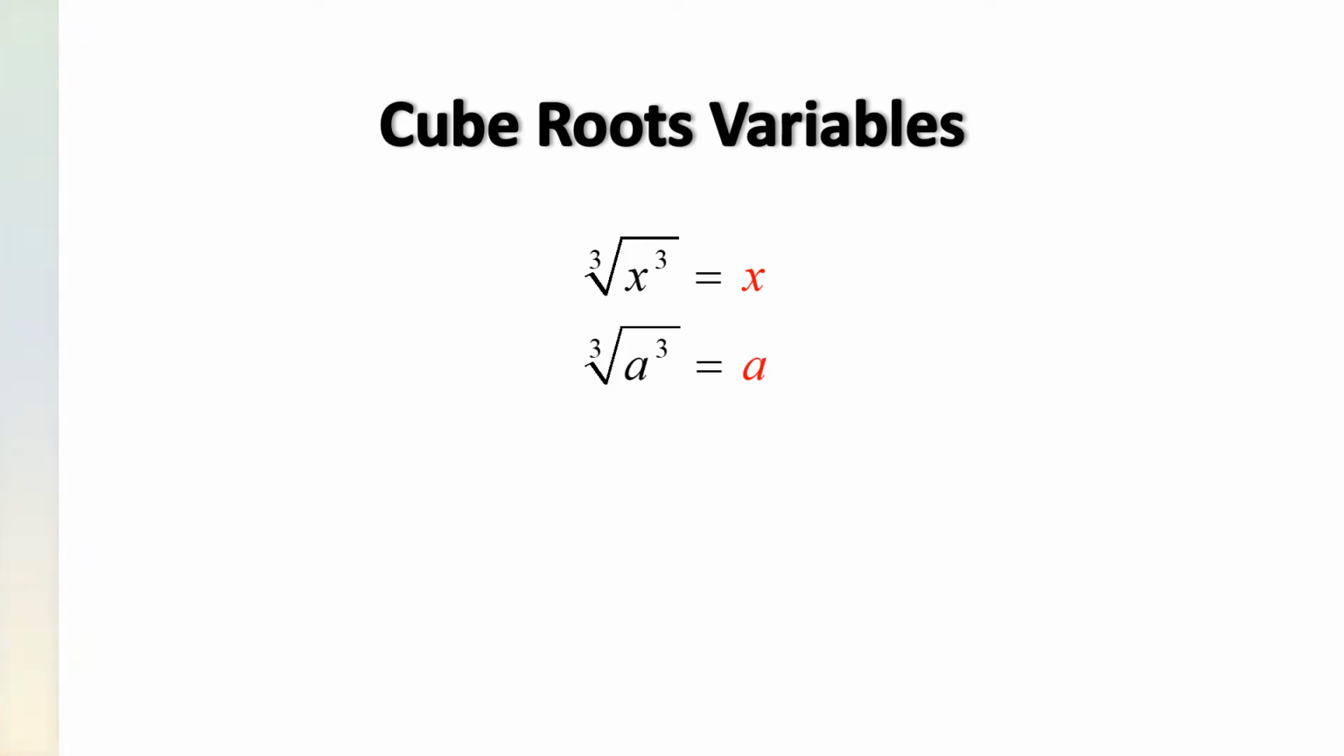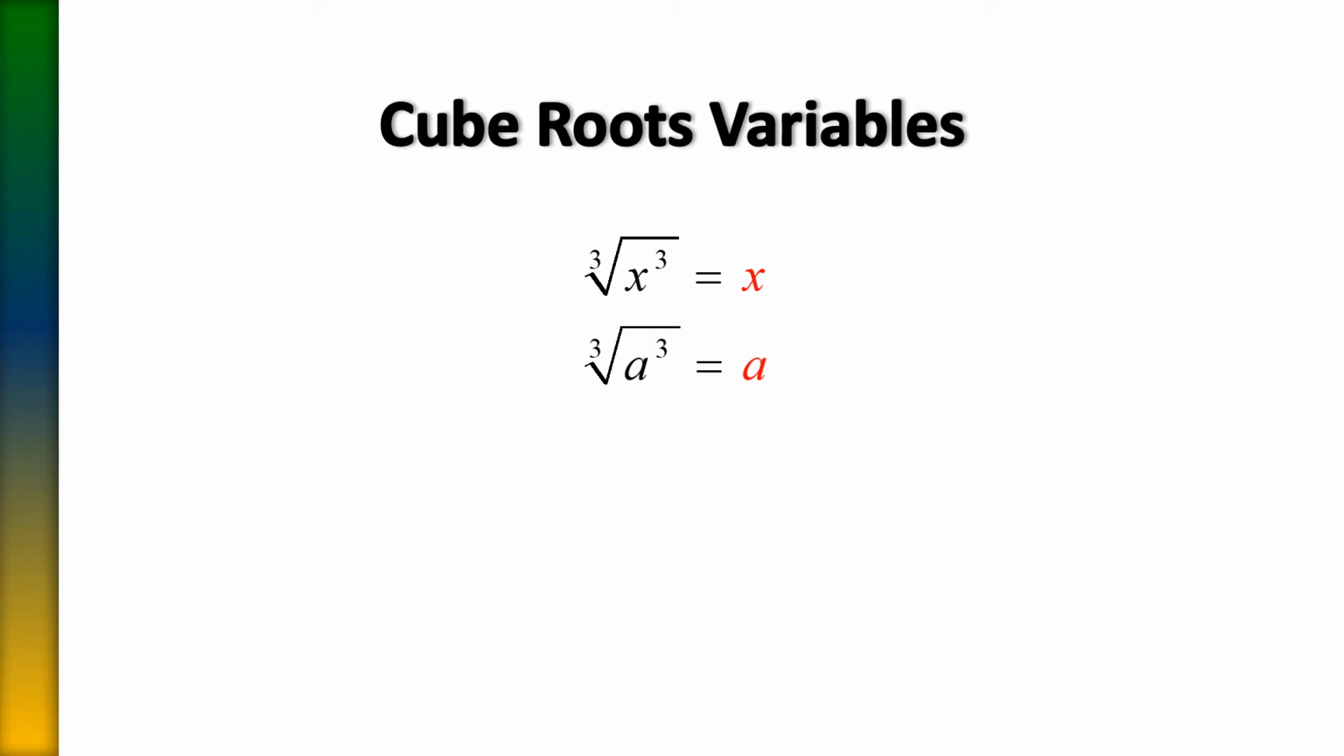Now, as far as the variables, you can also have perfect cube root variables. If your variables are raised to the 3rd power underneath the radical symbol, and you also have a 3 outside, then they are perfect cube roots, which means they will equal whatever the variable is. So that's just some FYI information you'll need to know when solving problems involving sum and difference of cubes.